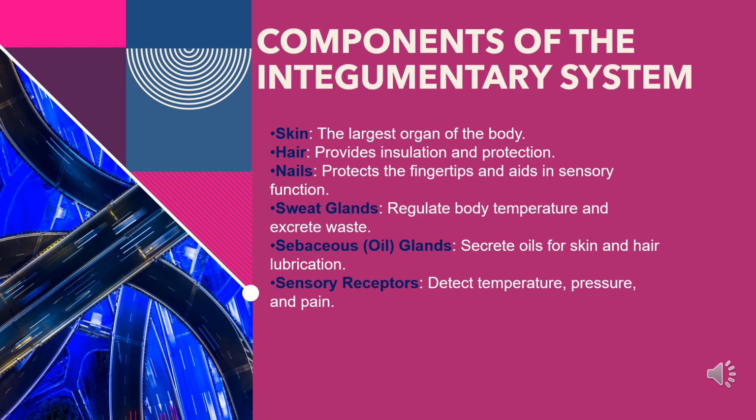There are two types of glands in the integumentary system: sweat glands and sebaceous glands. Sweat glands regulate the body temperature and excrete the waste material. Sebaceous glands help to secrete oils for hair lubrication and skin lubrication. Coming to the receptors, they will detect the temperature, pressure, and pain.